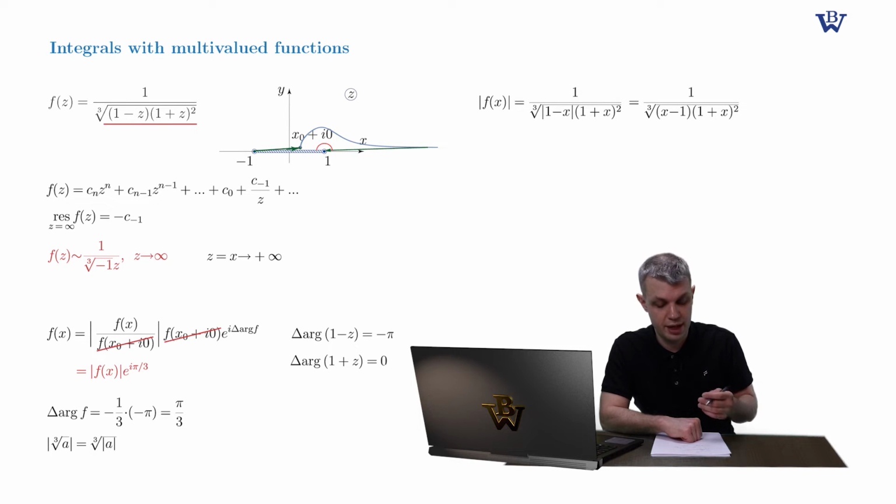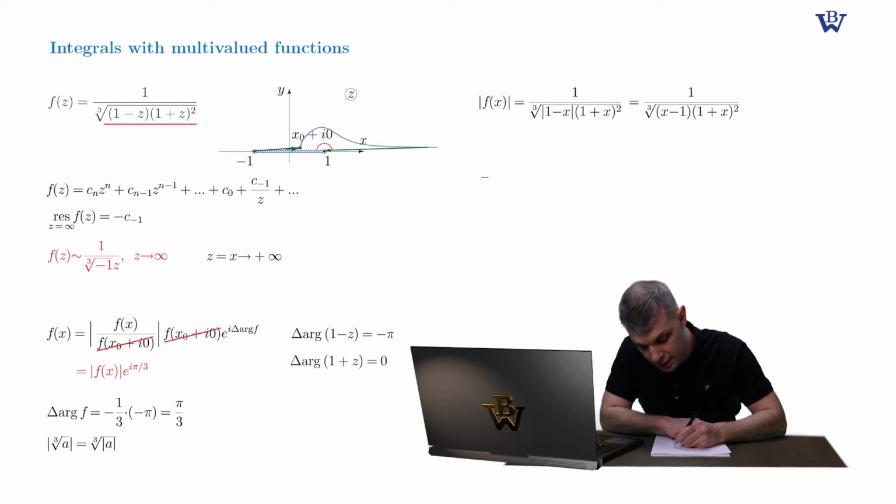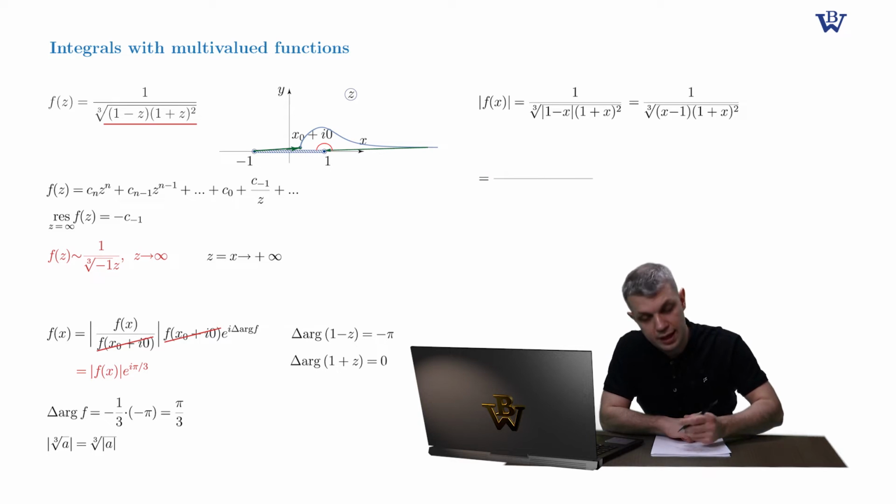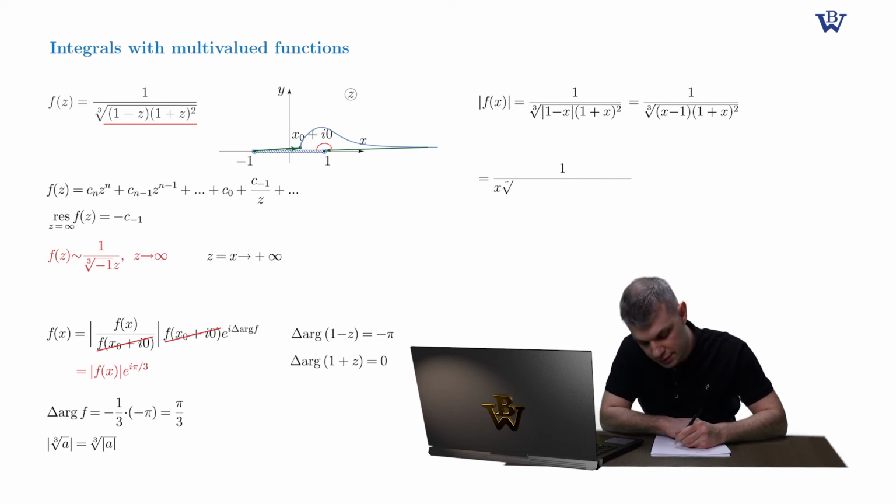So we factor out x from each of the brackets and put it out of the cubic root. So we get 1 over x times 1 minus 1 over x times 1 plus 1 over x squared.